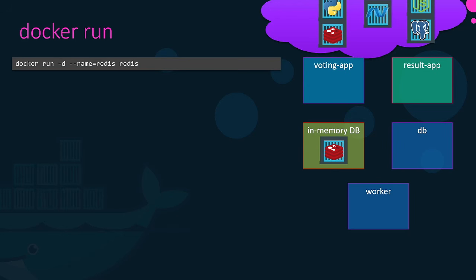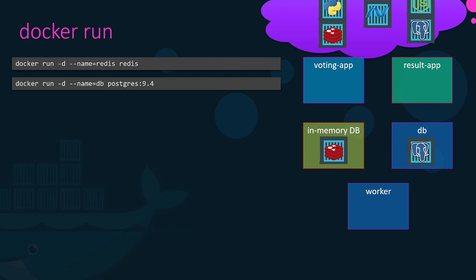Next, we will deploy the PostgreSQL database by running the docker run postgres command. This time too, we will add the -d option to run this in the background and name this container db for database. Next, we will start with the application services.